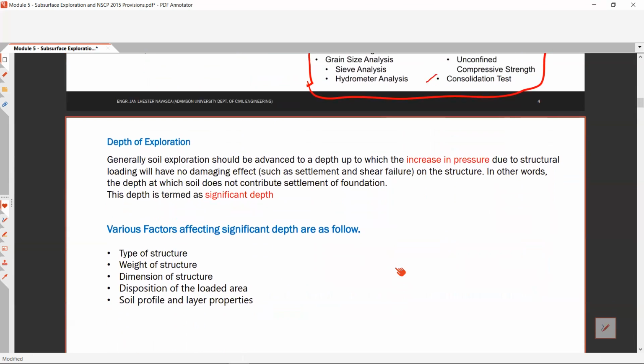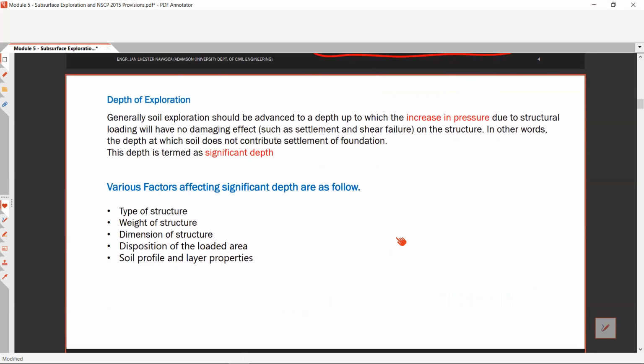Okay, so for the depth of exploration, let's say for example this is our soil, so how do we determine how deep we should take the soil sample? Let's say we do boring, we take soil. So what is the depth of exploration we need to consider for getting the soil sample?